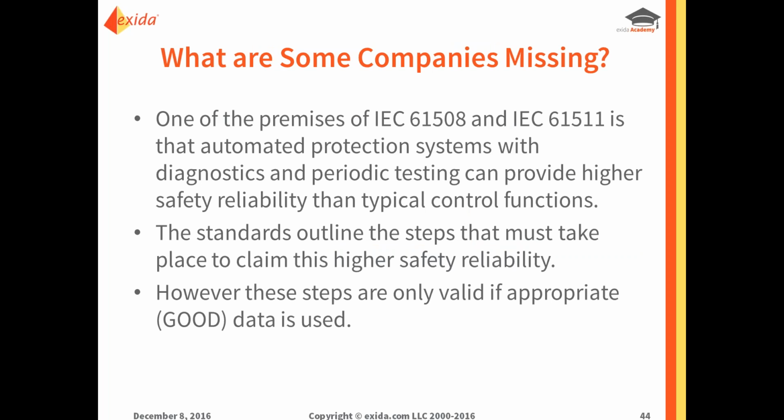So what are some companies missing? Well, one of the premises of IEC 61508 and 61511 is that the automated protection system with diagnostics and periodic testing can provide higher safety reliability than typical control functions. But to say that you have that higher reliability, the standard says you need to take all of these steps, and you must make a claim and show exactly why and how you have that higher safety reliability. But those steps are only valid or appropriate if good data is used.